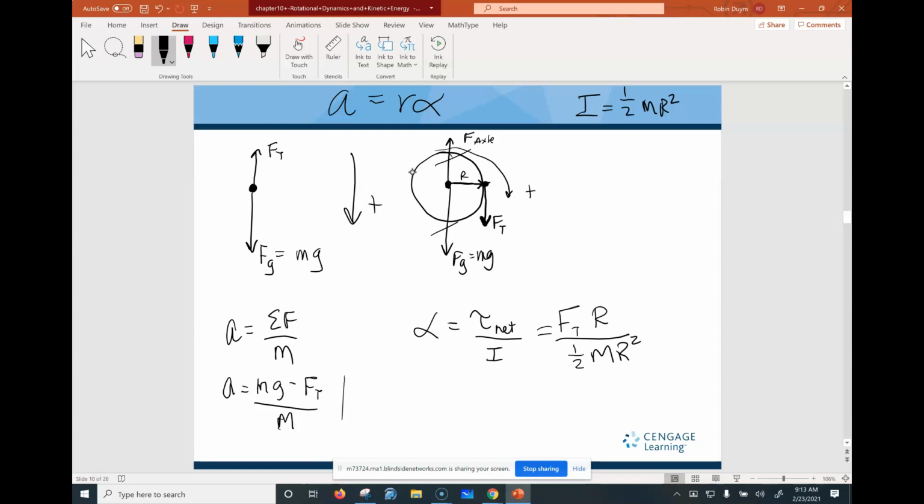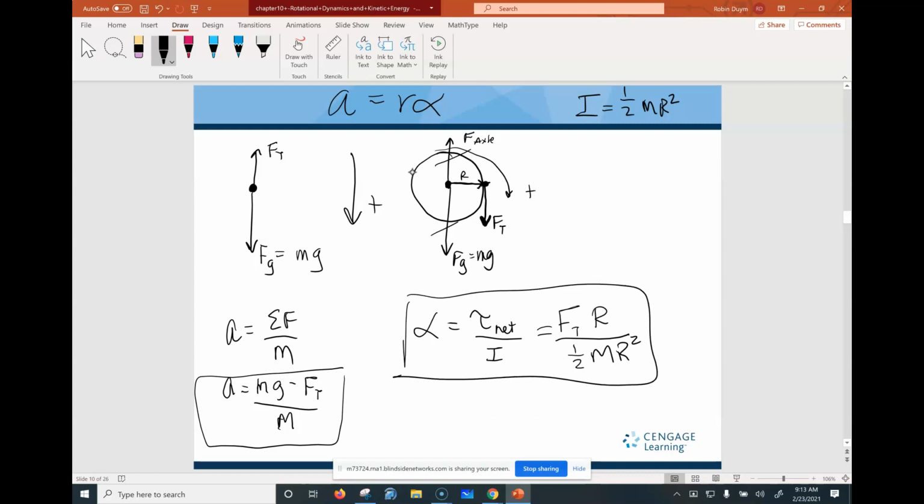So hopefully you got to this point and this point, yes? So at this point you can use your bridge equation. You know that alpha equals A over, in this case, capital R. And you put them in here.